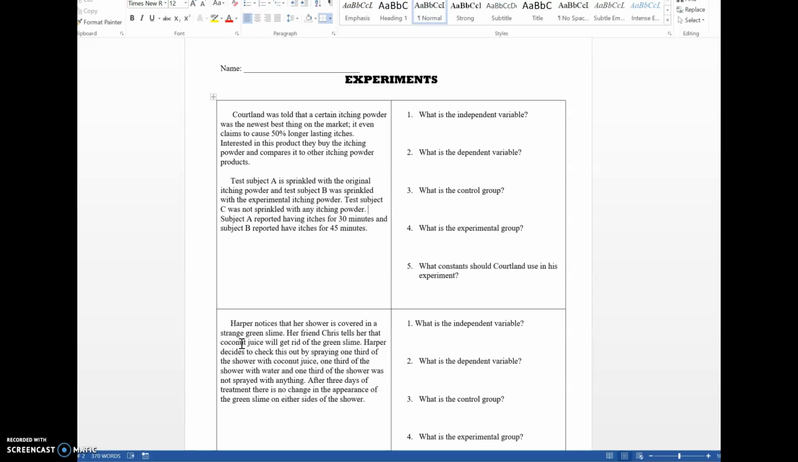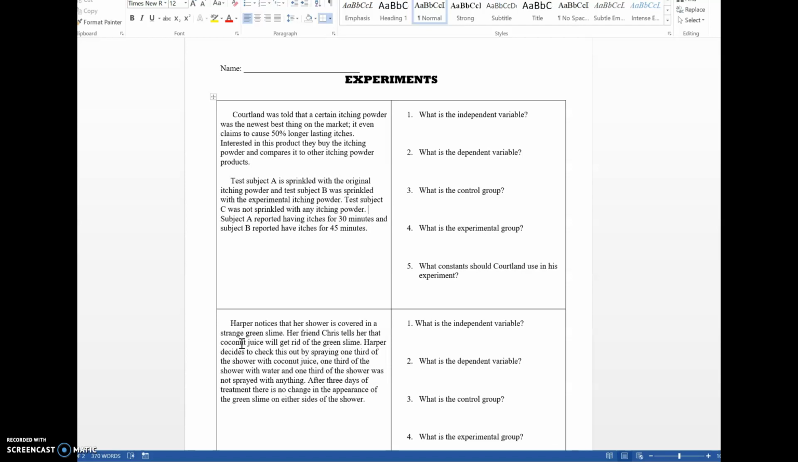So now we need to find out what the independent variable is, what the dependent variable is. Remember, an independent variable is the thing you intend to vary. So what is the thing that we intend to vary in this experiment? Well, the thing that we intend to vary in this experiment is the itching powders, correct? So we're looking at what itching powder will cause a longer itch, okay?